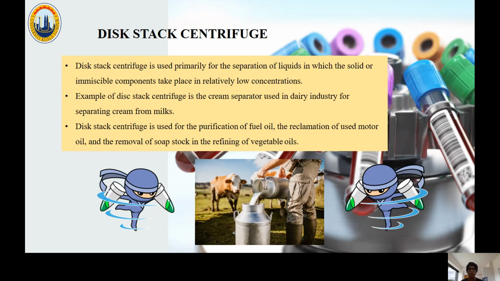This disc stack centrifuge is used primarily for the separation of liquid, in which the solid or immiscible components take place in relatively low concentration. An example is that it is used in the dairy industry for separating cream from milk. This centrifuge is also used for the purification of fuel oil, the reclamation of used motor oil, and the removal of soap stock in the refining of vegetable oils.